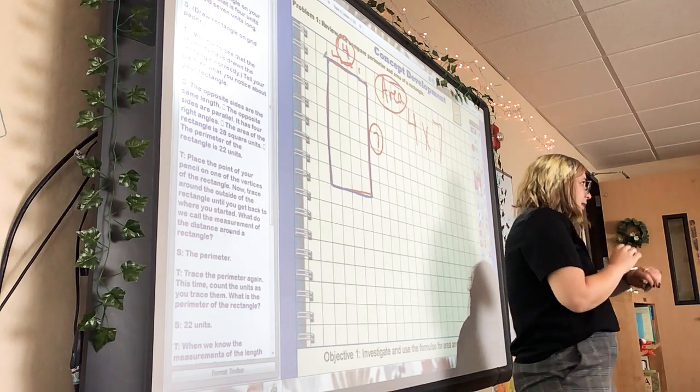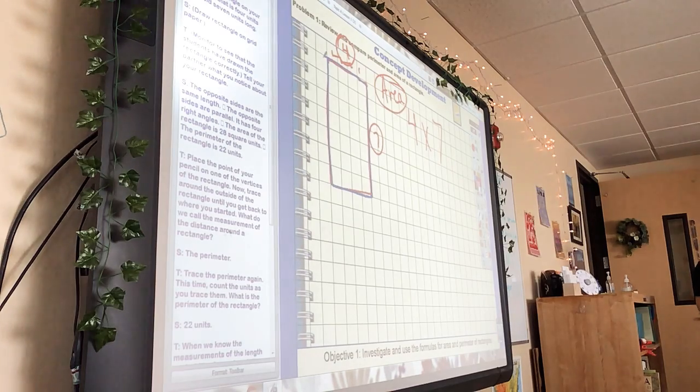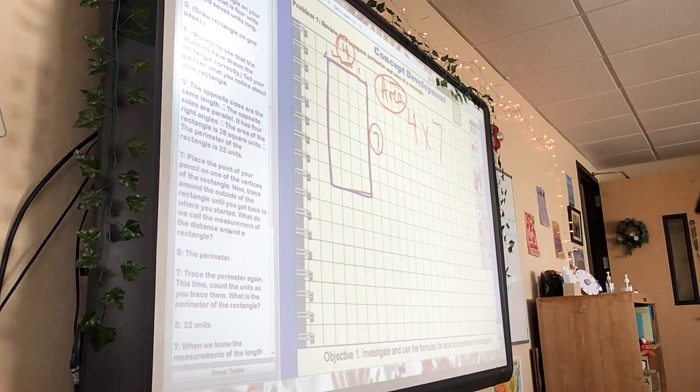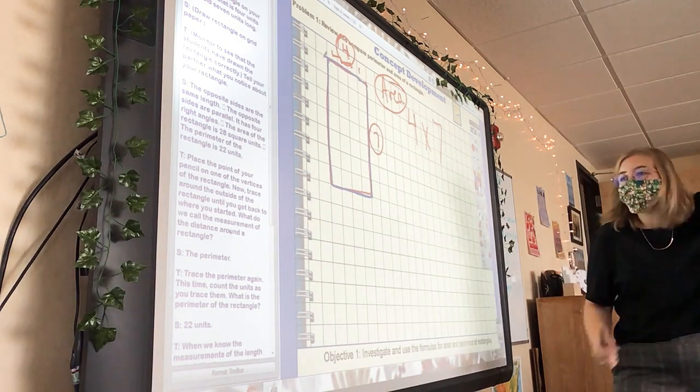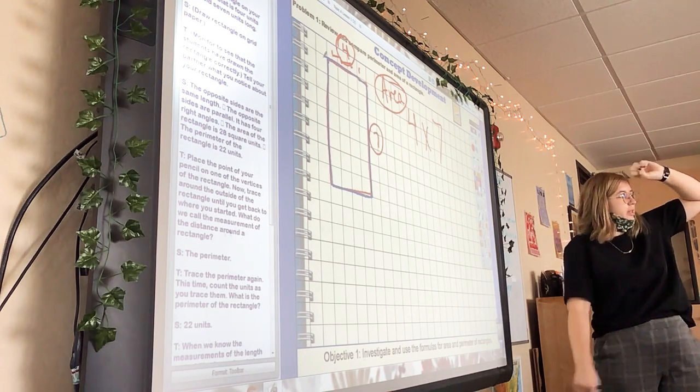Talk with your group right now. I'm going to give you like 10 seconds. What do we know about rectangles that can help us to find the other sides? Okay, ready, go. Five, 4, 3, 2, 1, 0.